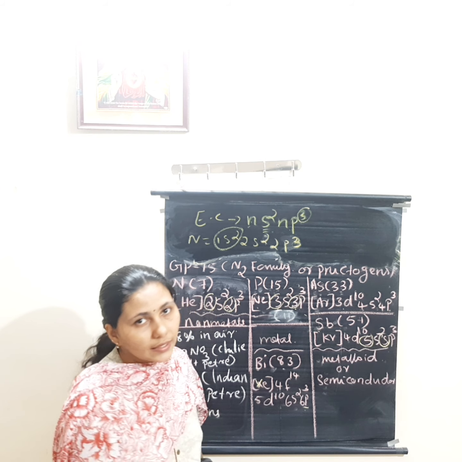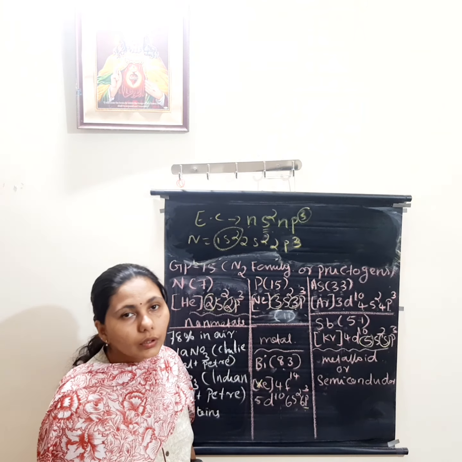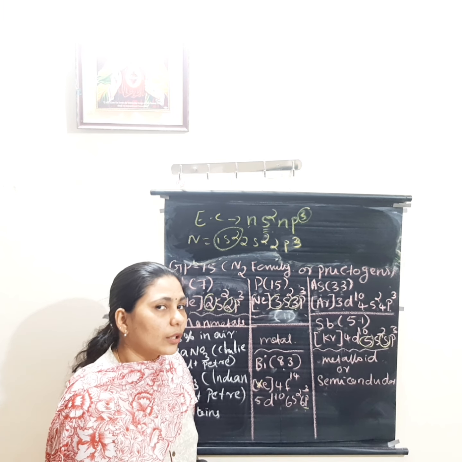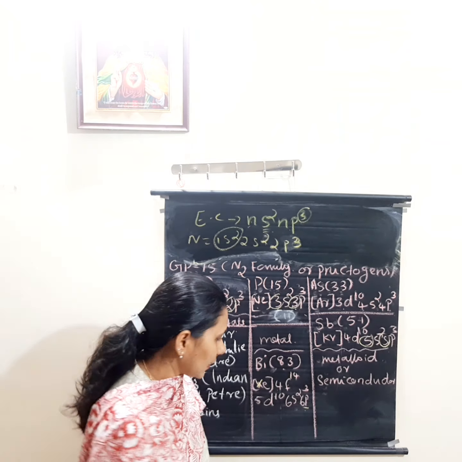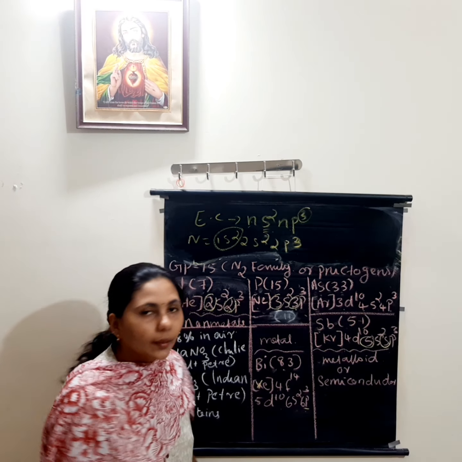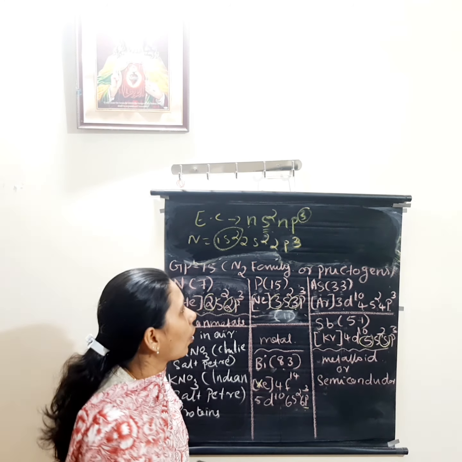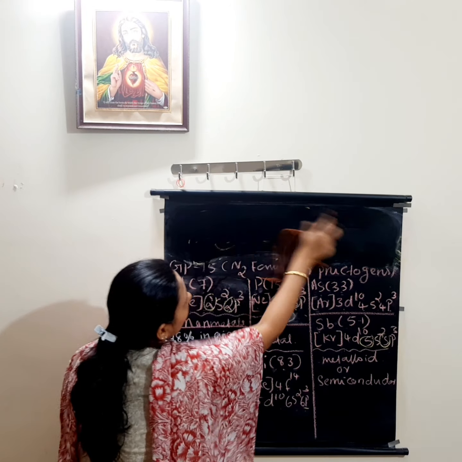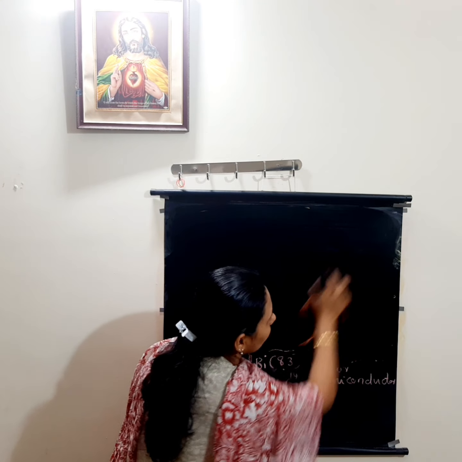So in the nitrogen family, nitrogen and phosphorus are non-metals. We know nitrogen is a gas. Then arsenic and antimony are metalloids or semiconductors. Metalloid means it has both the character of metals and non-metals. Then bismuth is the only metal in this family. So that is the electronic configuration.